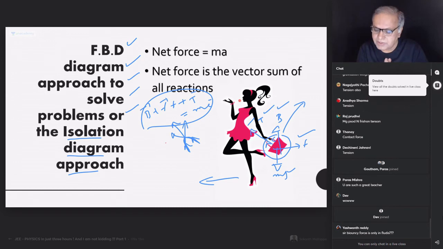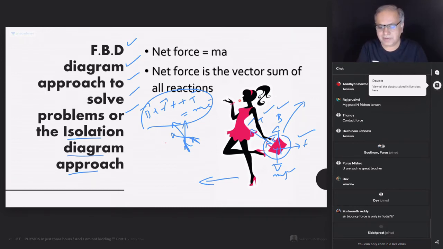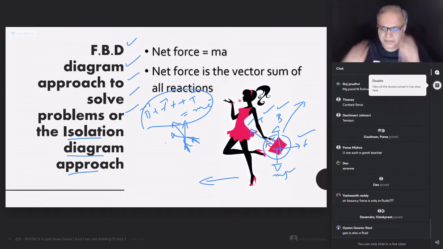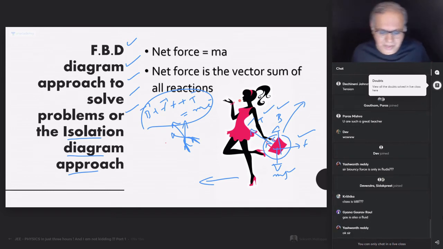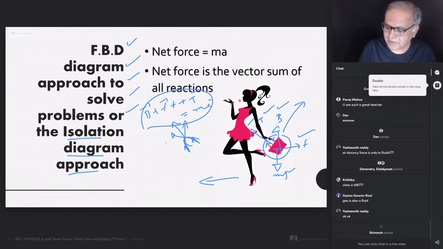Sir, buoyancy force is only in fluids. Yes, air is a fluid, right? When you are walking through air, it is a fluid that will apply a buoyant force on you. A gas is also a fluid.